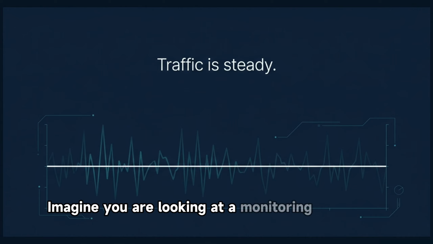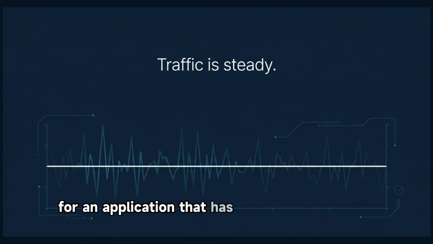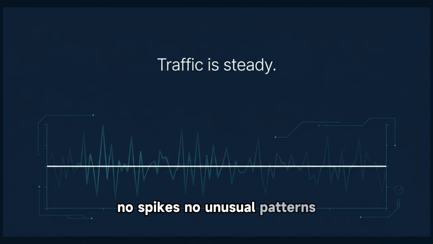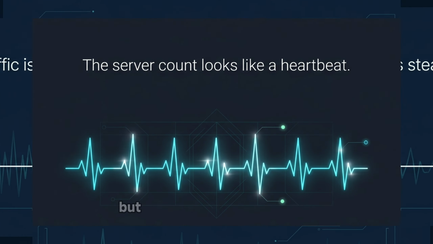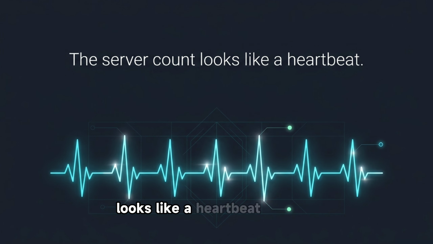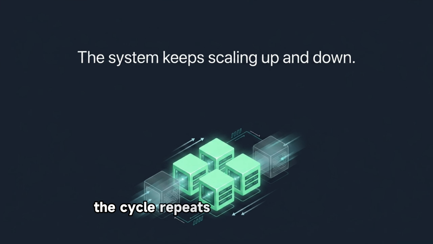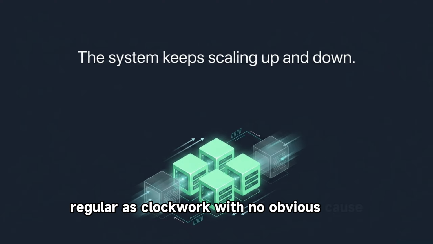Imagine you are looking at a monitoring dashboard for an application that has been running quietly all afternoon. Traffic is steady, no spikes, no unusual patterns, nothing out of the ordinary. But the server count graph looks like a heartbeat monitor. Up to 6 servers, down to 4, back up to 6, down to 4 again. The cycle repeats every few minutes, regular as clockwork, with no obvious cause.